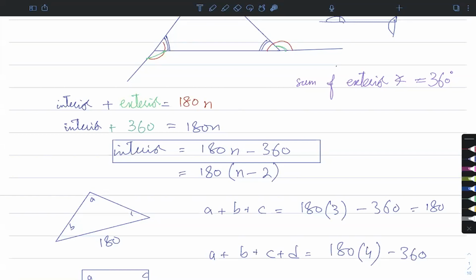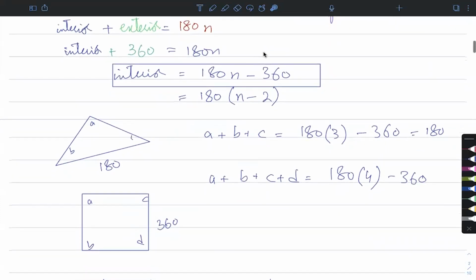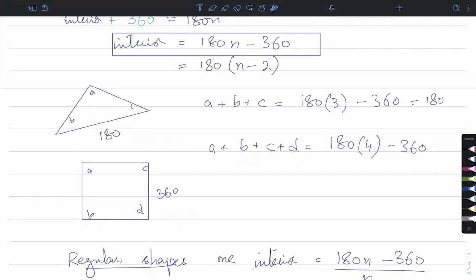I don't get that. So basically they took 180 as common. Oh yeah, I get it now. So all the interior angles, if you sum them up, it is 180 times (n minus 2). So for example, over here, a plus b plus c is 180. Why? Because 3 sides, so 180 times 3 is 540, minus the exterior angles 360, that's 180. The interior angles always equal 180? For a triangle, yes.